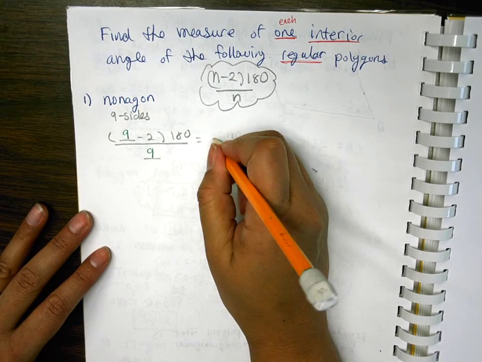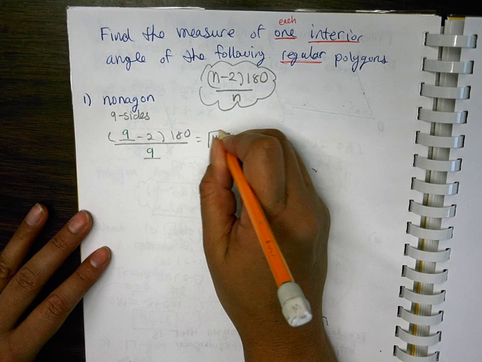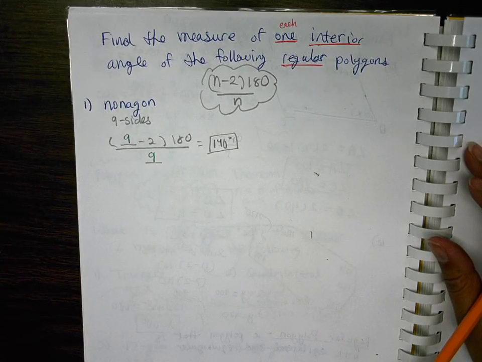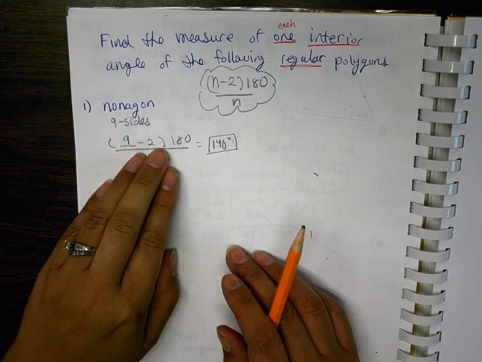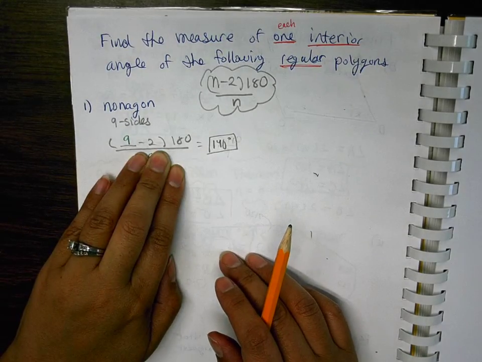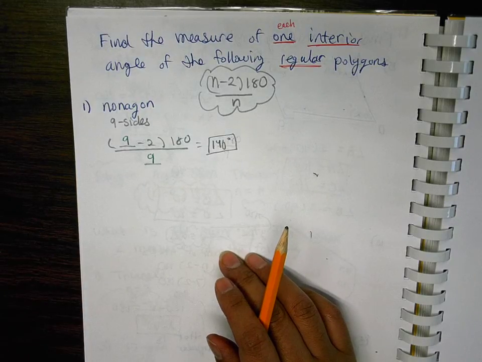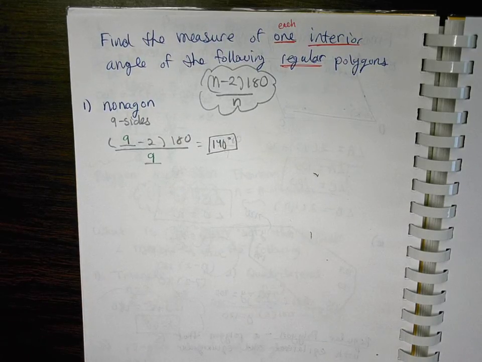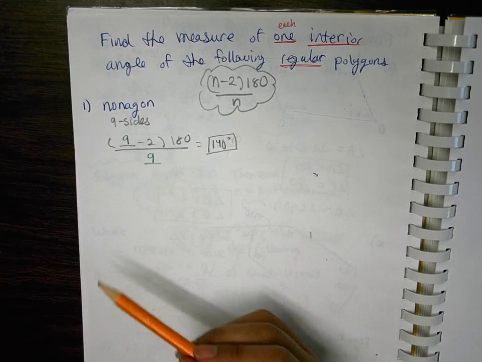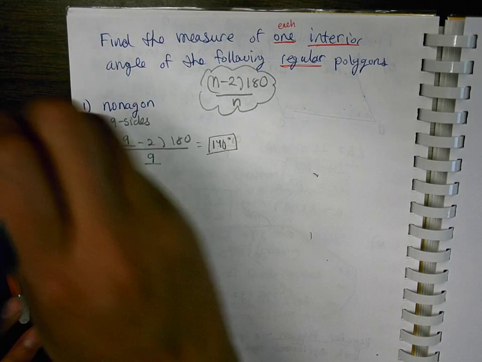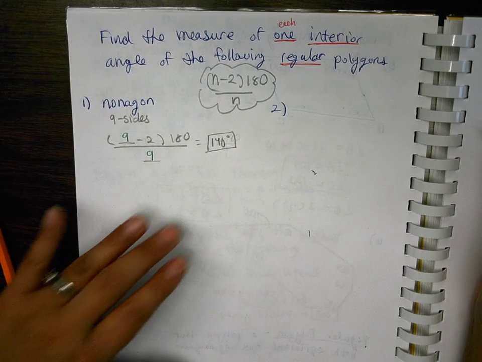So is 140 the measure of all the angles, or just one of the angles? All of the angles is n minus 2 times 180. Once I divide by the number of sides, I'm finding the measure of one. They're all 140, every single one, but each individual one is 140, not the sum. Right? Okay. Number 2, a hexagon.